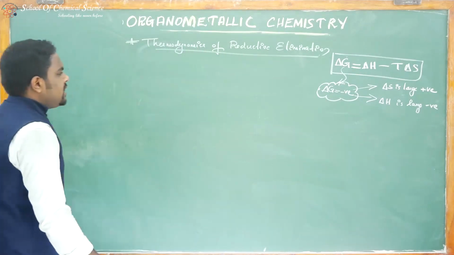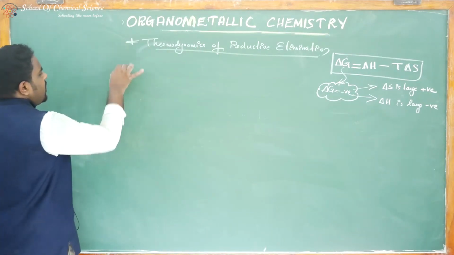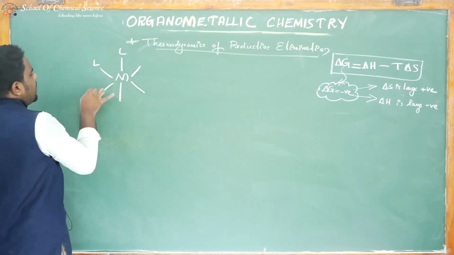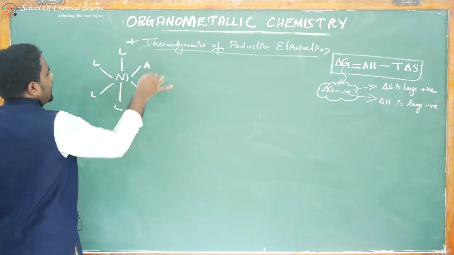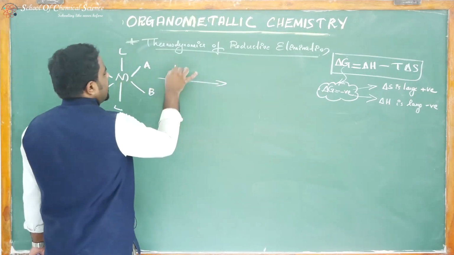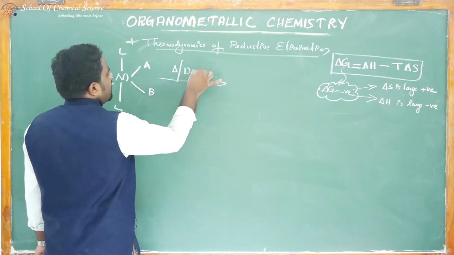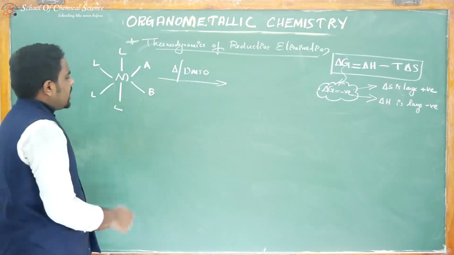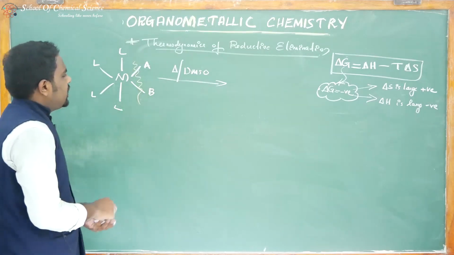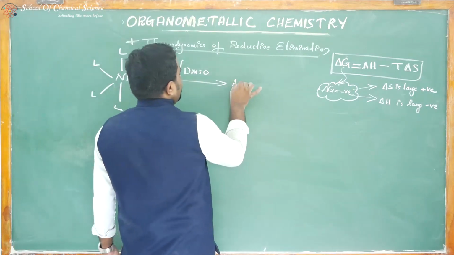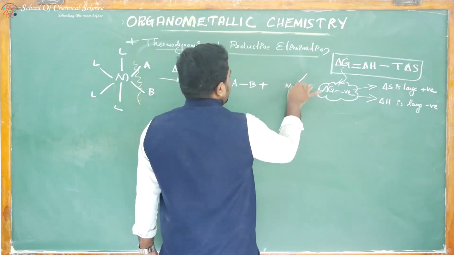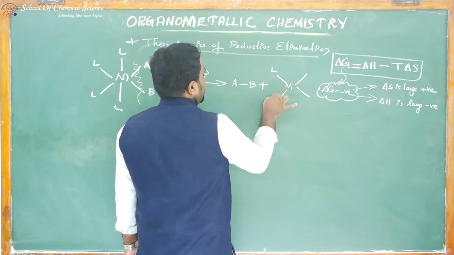So in your reductive elimination, for example, an octahedral complex with L, A, and B, where A and B are two anionic ligands. You are heating in the presence of a DMSO type solvent. What happens? This A and B is eliminated, so you will get AB as your main product plus a square planar complex.